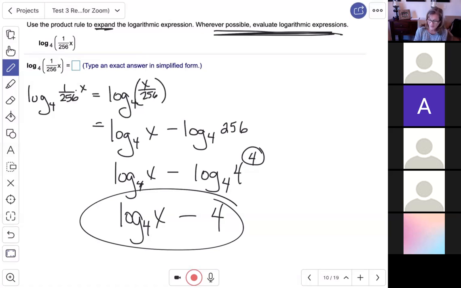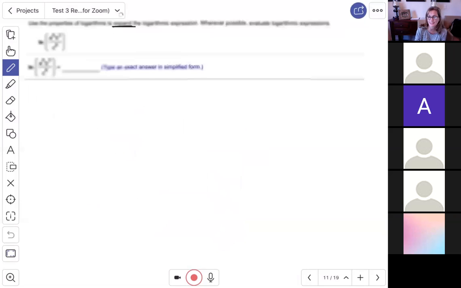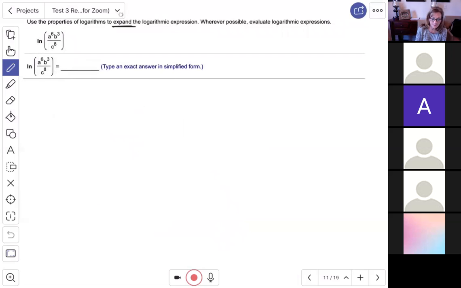All right, I'm gonna move on to the next one. The next one's, to me, the most complicated one. This one looks kind of big. They're just wanting you to expand. So all they're saying is, okay, what do we have? We have a to the 6th b cubed over c to the 8th.